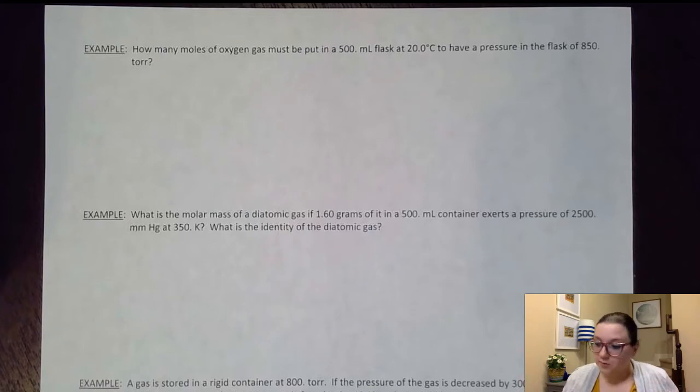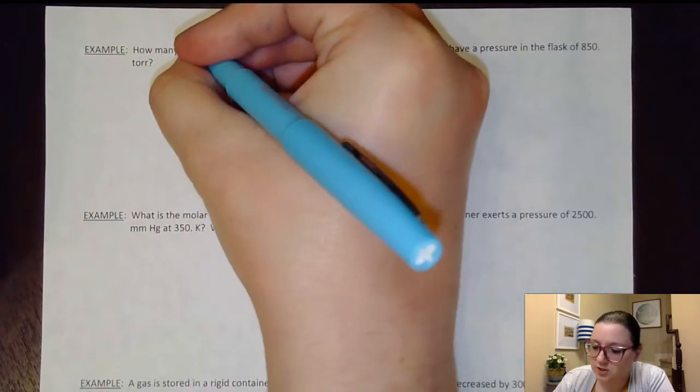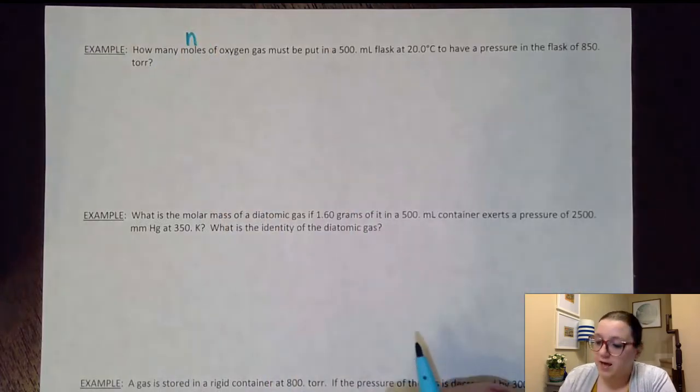To start us off, we're given a problem that asks how many moles of oxygen gas must be put in a 500 milliliter flask at 20 degrees Celsius to have a pressure in the flask of 850 torr. The first thing I do whenever I see one of these problems is identify my variables, both the variables that I know and the variable I'm trying to solve for. I'm trying to solve for how many moles of oxygen gas, so I'm trying to solve for N.